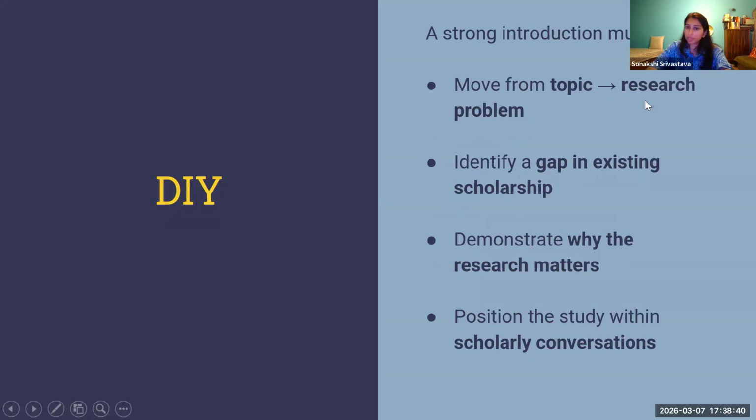You move from topic to research problem. You identify a gap in existing scholarship. You demonstrate why the research matters. And then you position the study within scholarly conversations and establish your own thesis statement.